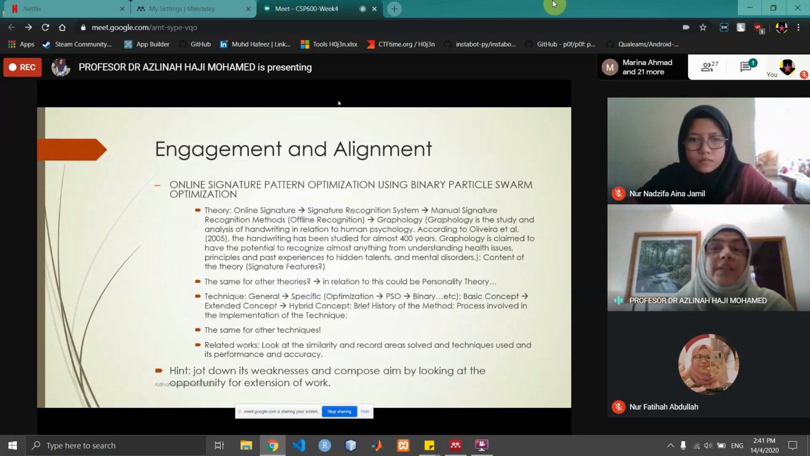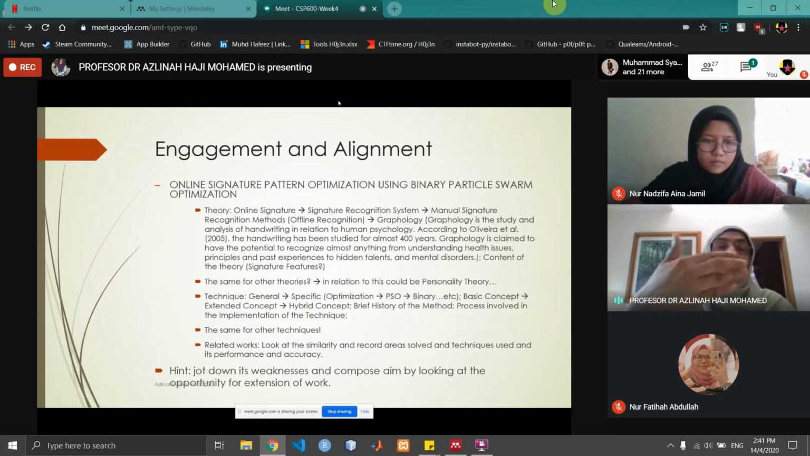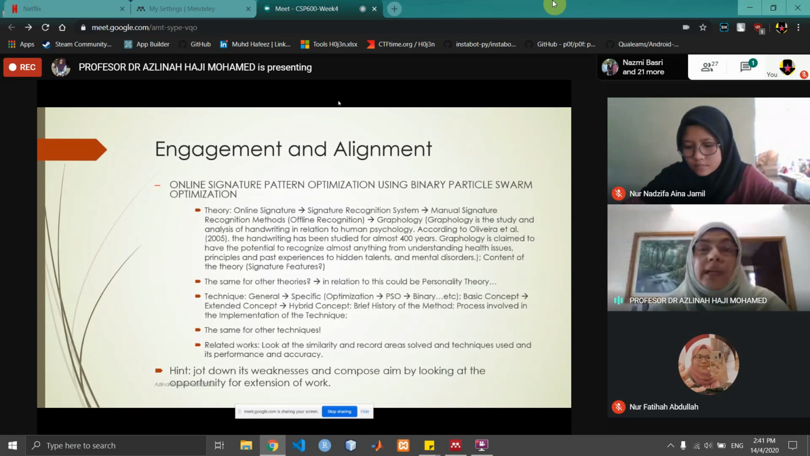What progress has happened, from what year until now, in terms of manual signature recognition methods? How has this progress transformed into a signature recognition system, and how has it transformed into an online signature? Another theory that is probably worth mentioning in the case of this study is graphology.